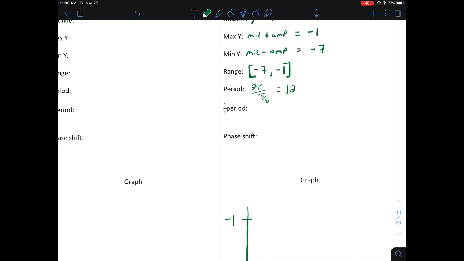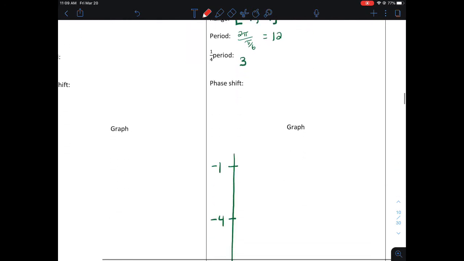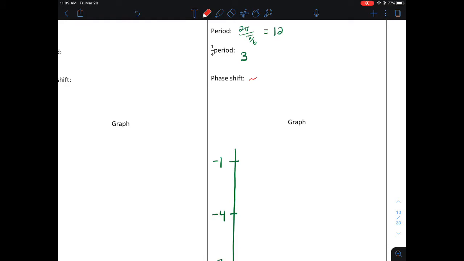Like the previous example, every critical point is going to be 1/4 of the period away from one another. So I'm going to quarter that, and so every 3 units we're going to have a critical number. I just now have to get the first number that's going on my x-axis, or my horizontal scale. I find my phase shift. I'm going to take what's inside of the parentheses here of the function. I'm going to set it equal to 0. So pi over 6x minus pi over 3 is equal to 0.